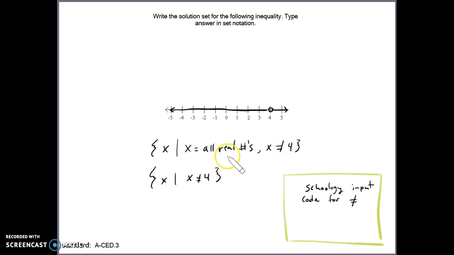So in Schoology, the way that something like this would be coded would be x can be all real numbers, spacing between the words, and then we would say comma, no space, it cannot equal, and we put in parentheses the value or values it cannot equal, in this case 4. So these two things are saying the same exact thing, just the way that you would put it in the computer if you could not get the not equal to sign.